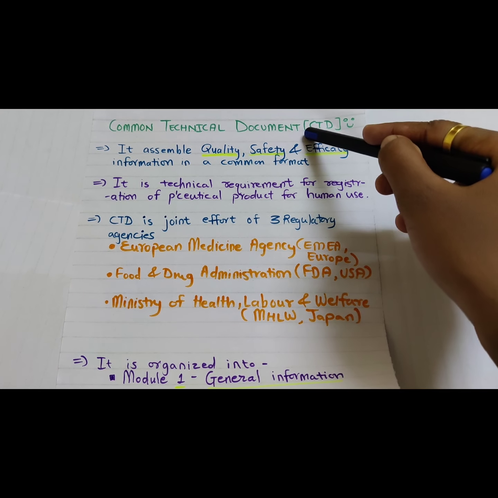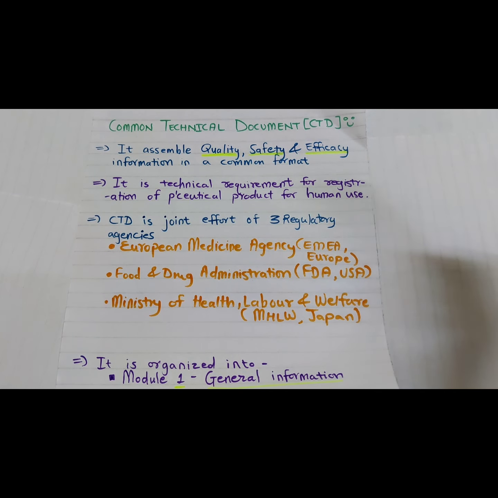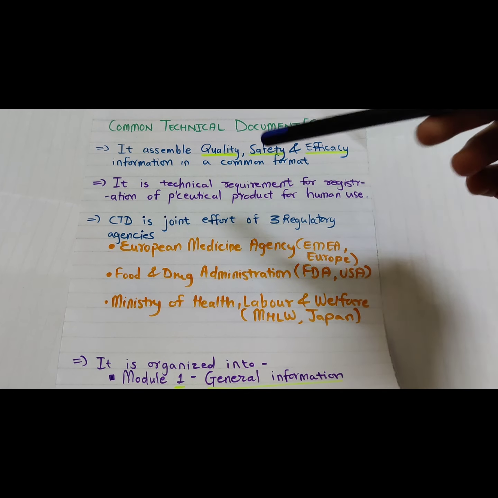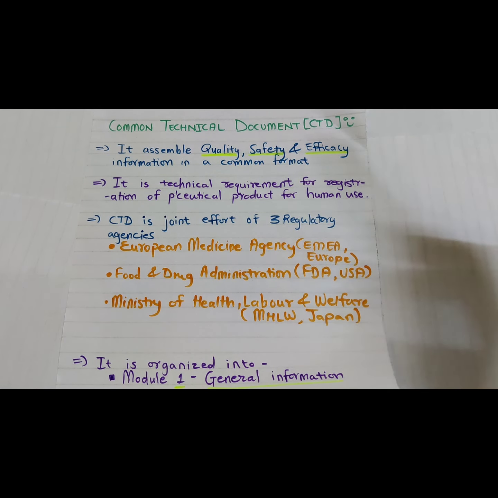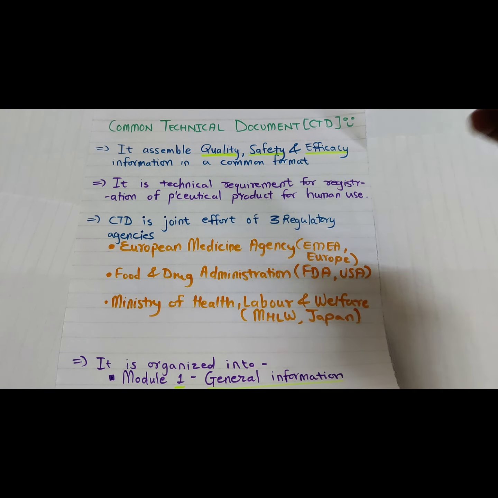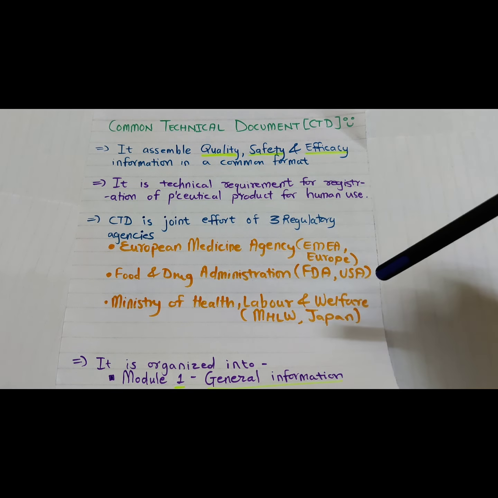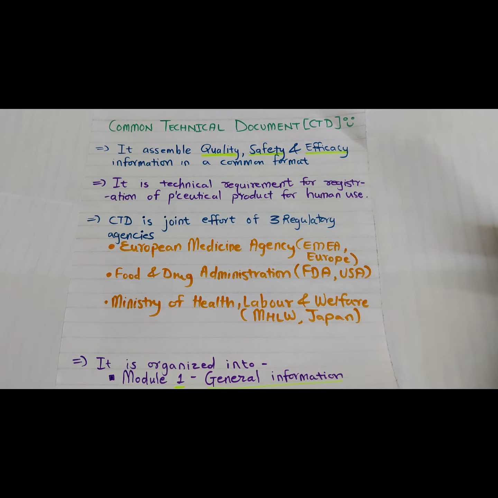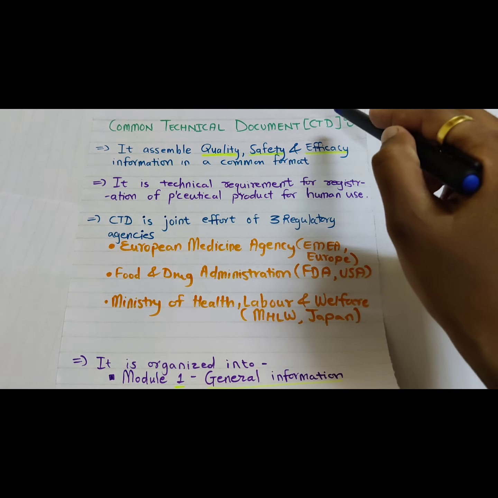The history behind the common technical document is, before the common technical document, each and every country had its different regulation for introducing new medicine in their market. So this would take a lot of time, between 2 to 3 years sometimes, and therefore some countries like Europe, USA, Japan came together and formed a common technical document which made it easy to introduce new medicine in the market. So what does the common technical document exactly do?